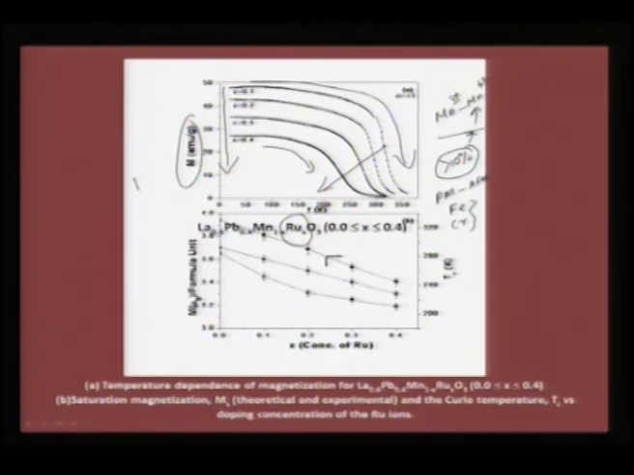So, what is special about this ruthenium? Why, when ruthenium 4+ is substituted, is this long range ferromagnetism still sustained?